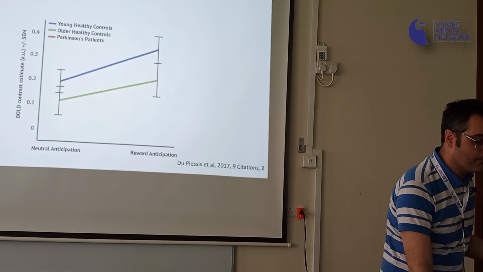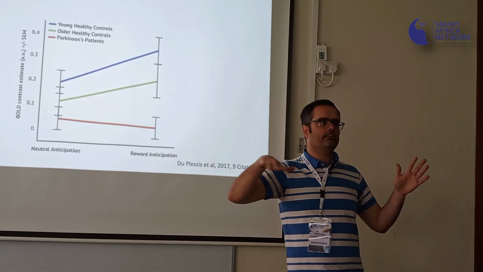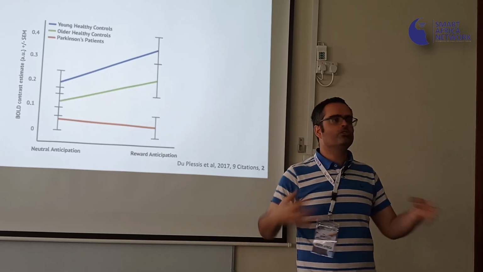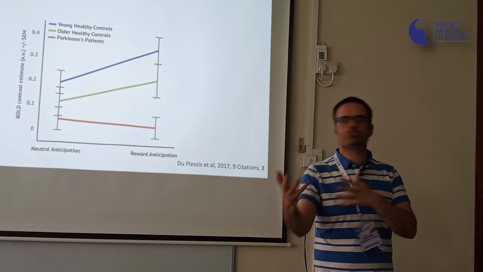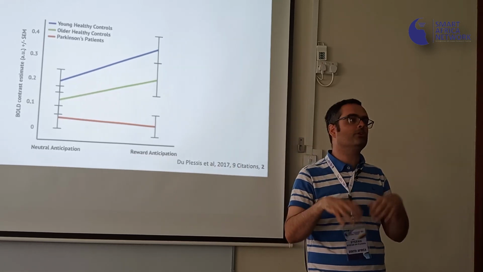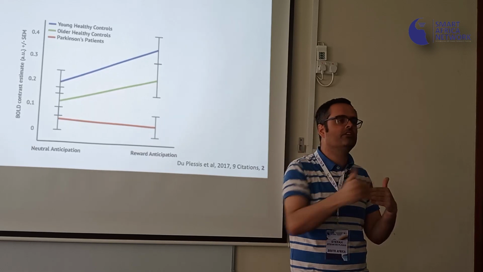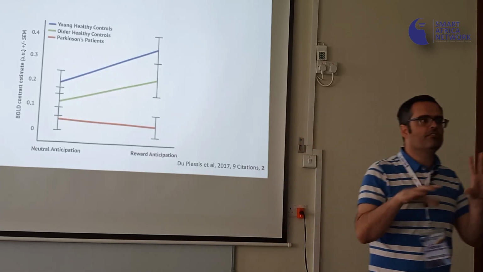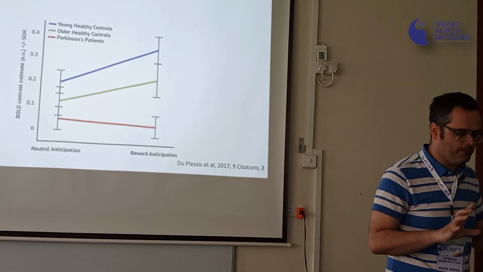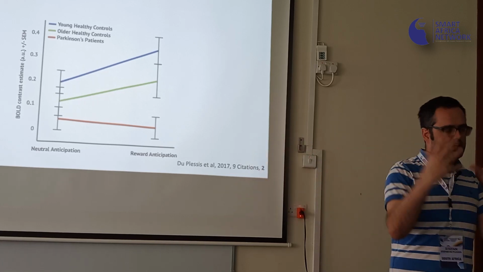But the problem is in Parkinson's disease, we showed that there's a flat line, that there's no increase between neutral and reward. So you can't decide now what's good, what you should chase after, or what you should just leave alone. So you're either doing nothing, apathetic, or you're impulsive, you just do any and everything. That's why Parkinson's has a lot of apathy, depression and low motivation. We showed this and replicated it in another study as well.